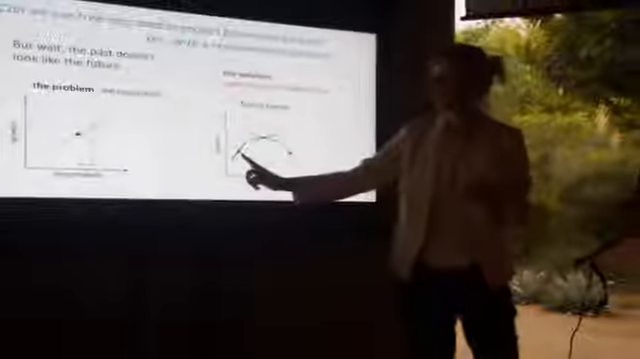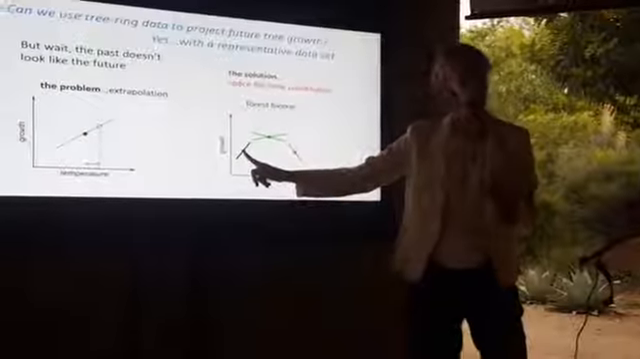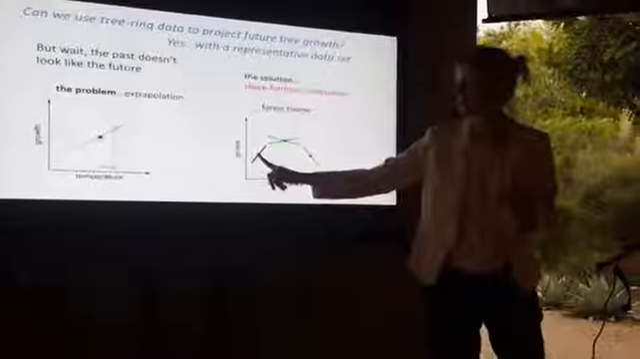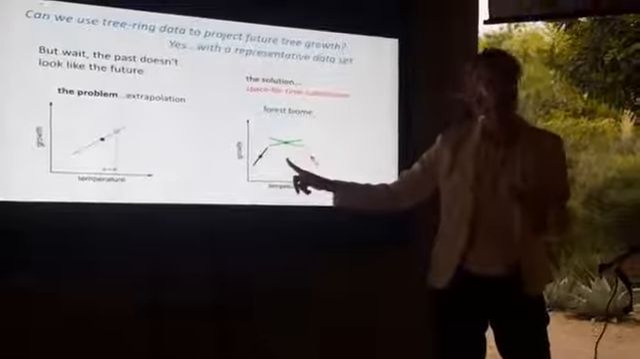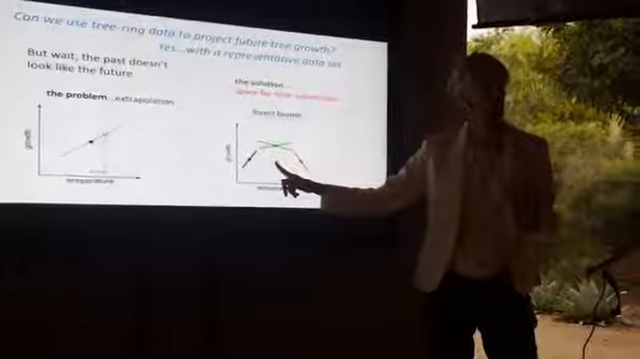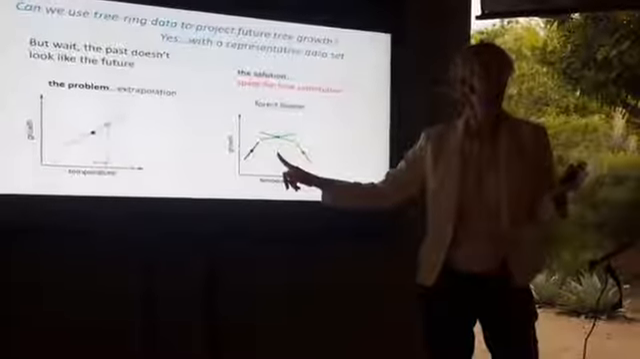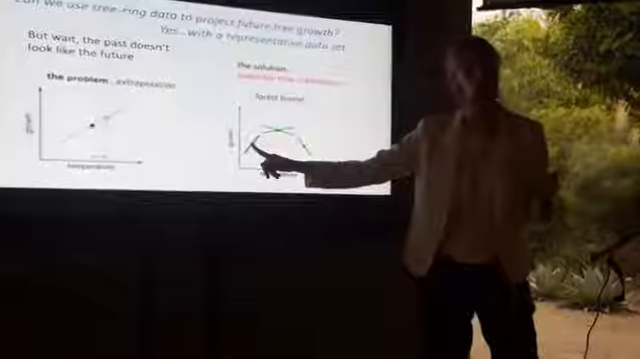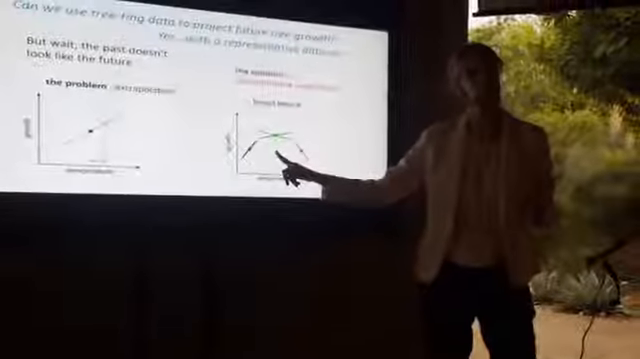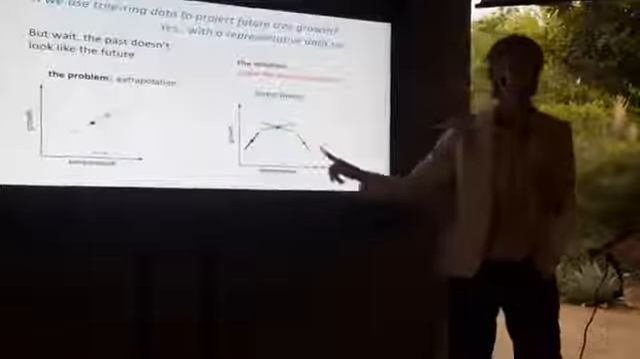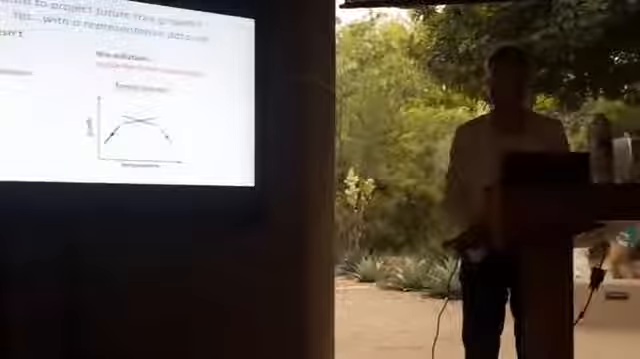So the idea being that the behavior of this tree in the future is going to be similar to the behavior of a tree currently that occupies a different place, a place that's warmer. So this tree in the future is going to behave like a tree in a warmer place today. Does that make sense? Space for time substitution.